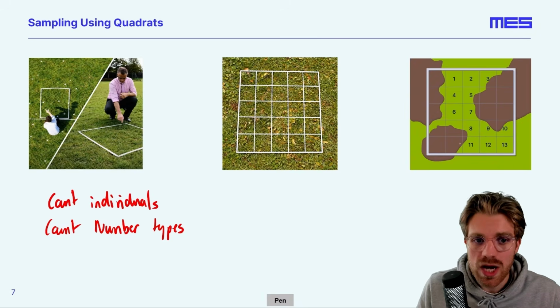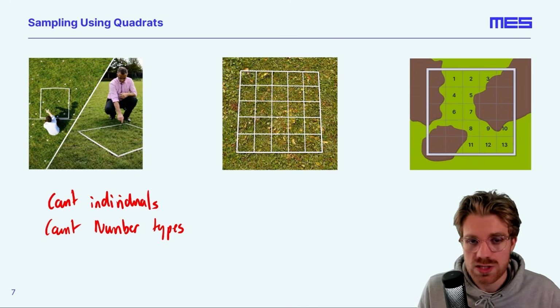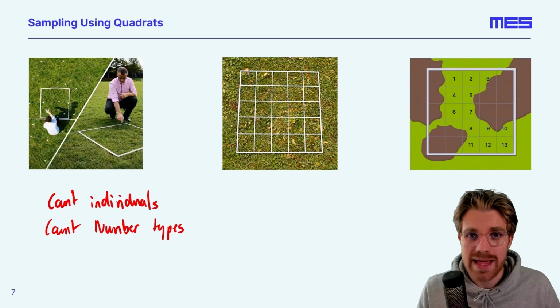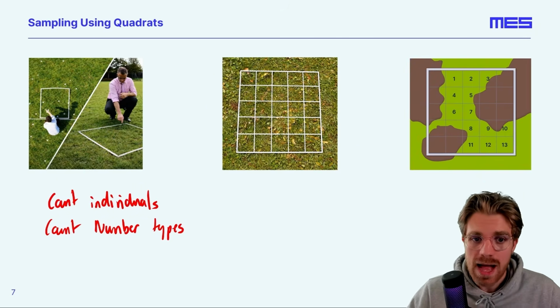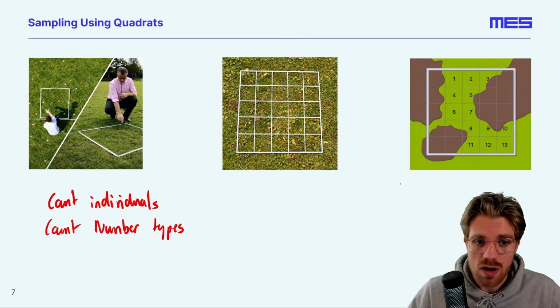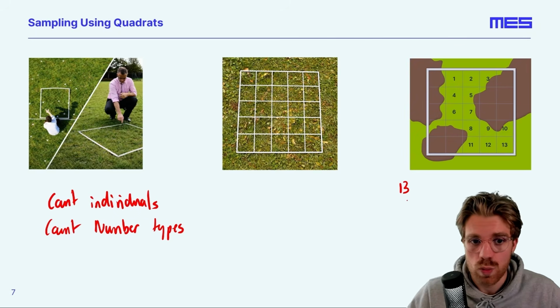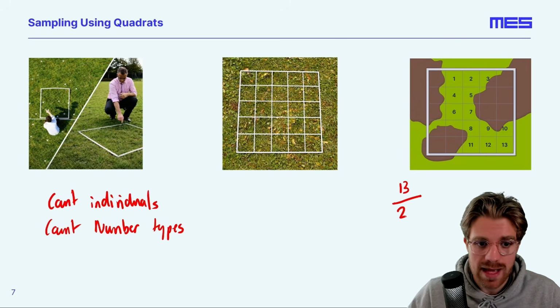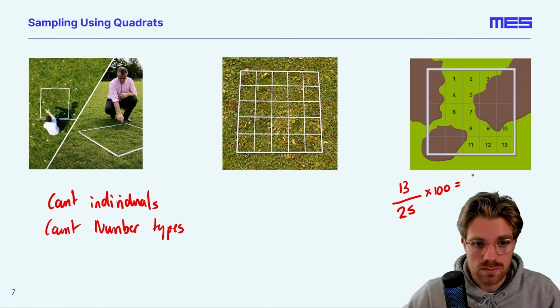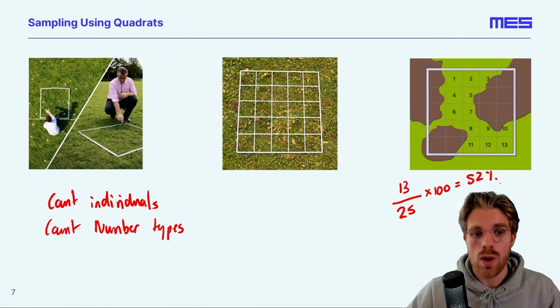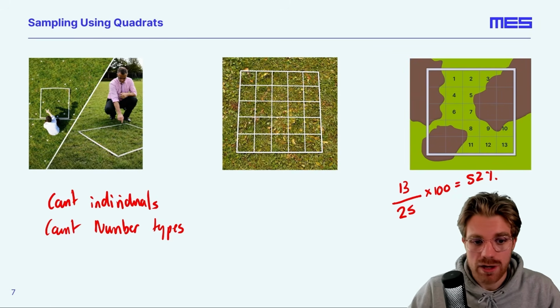We just want to make sure that we are consistent every time we use these quadrats. So every time we are going to say, if more than half the square is covered, we will count that square. And then we are just going to determine what is the percentage cover of this quadrat. There are 13 squares that are covered with the green grass, and we are going to divide that by the 25 squares in total. Multiply that by 100, and we get a final answer of 52%. This is our percentage cover of an area.